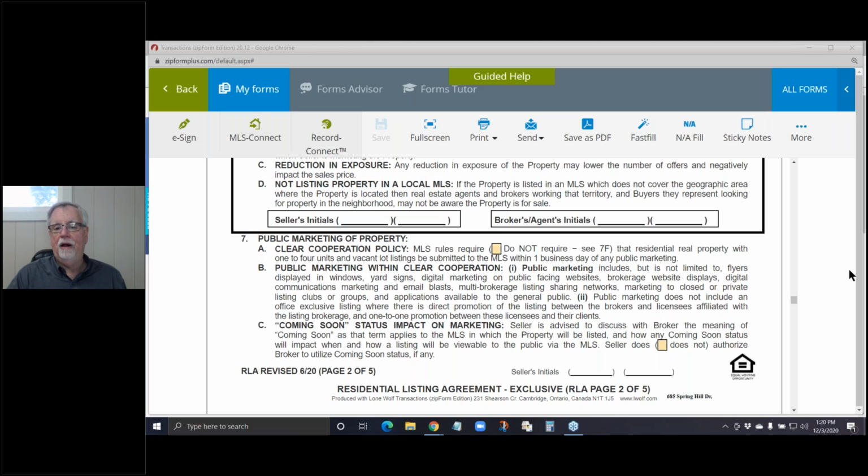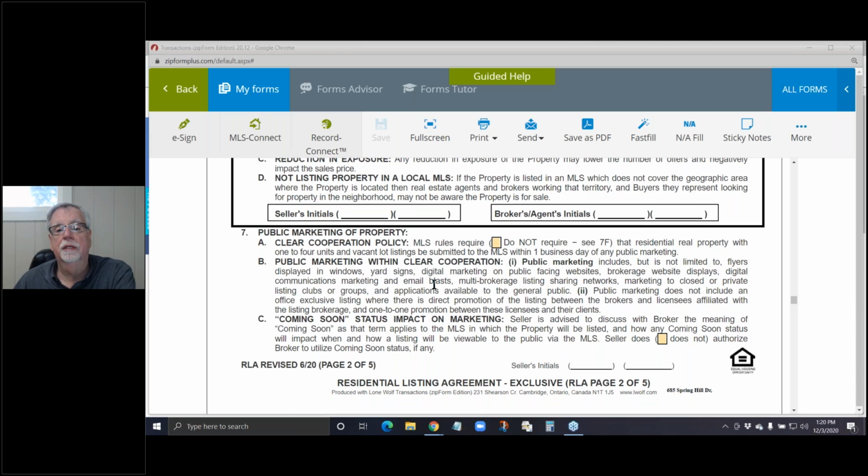And how the different boards handle this varies somewhat. So you're rolling the dice, and they'll fine you and do all sorts of things if you don't put it in the MLS.